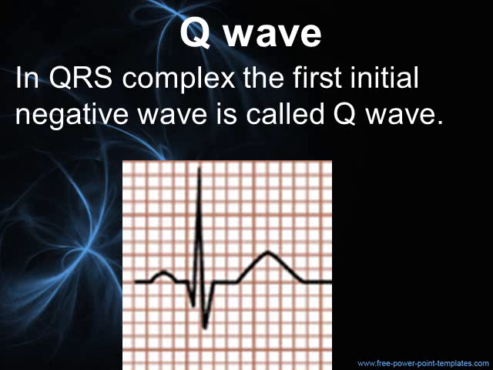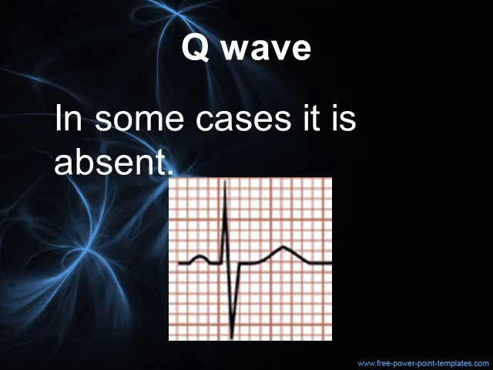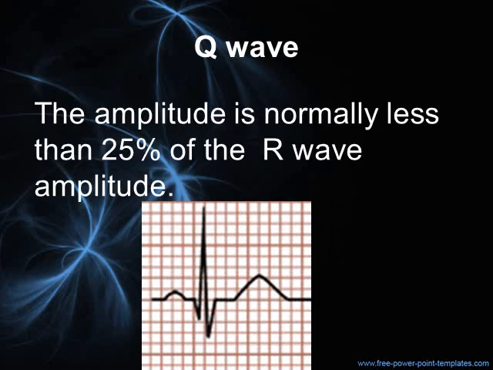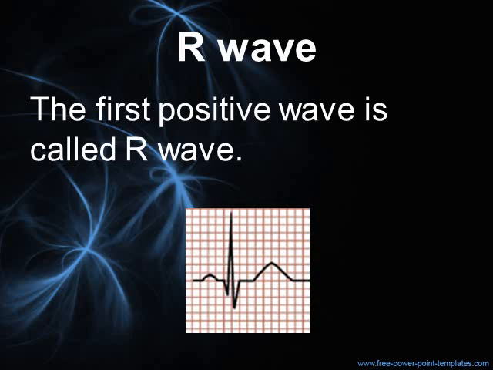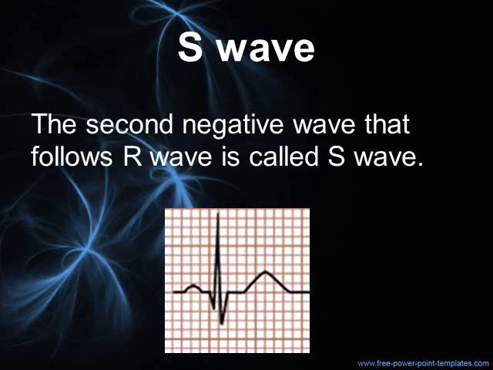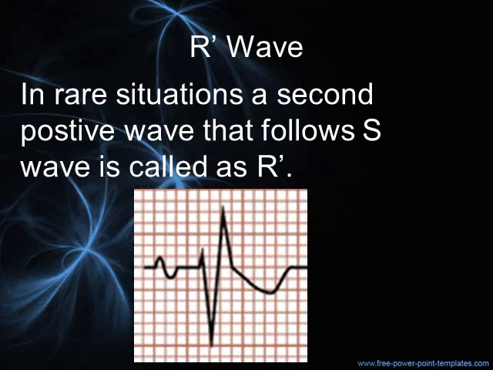In the QRS complex, the first initial negative wave that follows the P wave is called the Q wave. The Q wave is absent in some patients, and the amplitude of the Q wave is normally less than 25% of the R wave amplitude. The first positive wave that follows the P wave is called the R wave. The second negative wave that follows the R wave is called the S wave. And in rare situations, a second positive wave that follows the S wave is called R dash or R prime.